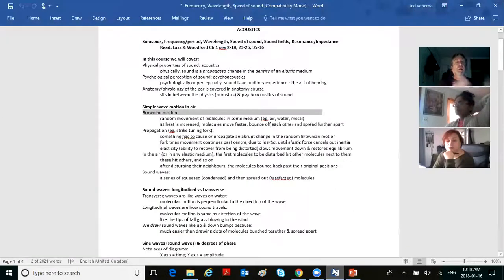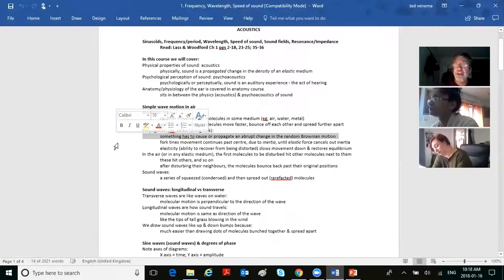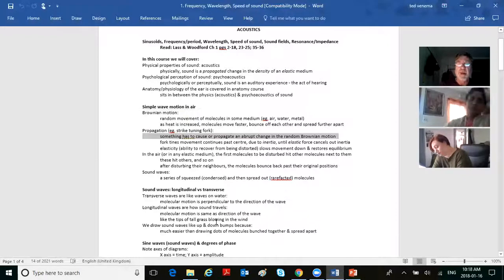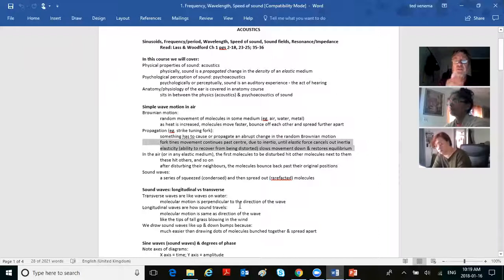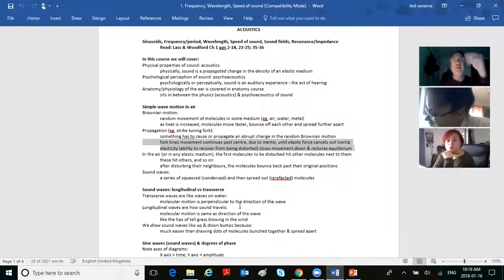Back to your notes. Propagation: strike a tuning fork. Something has to cause an abrupt change in the random Brownian motion. Fork tines continue past the center due to inertia until elastic force takes over. What I want you to write in your notes is that there are two things that affect the resonance of sound. There are two things that all objects that carry sound have: mass and stiffness.